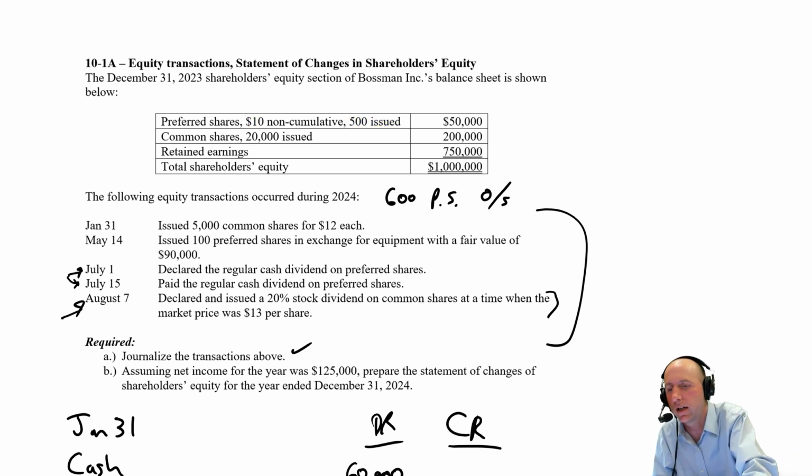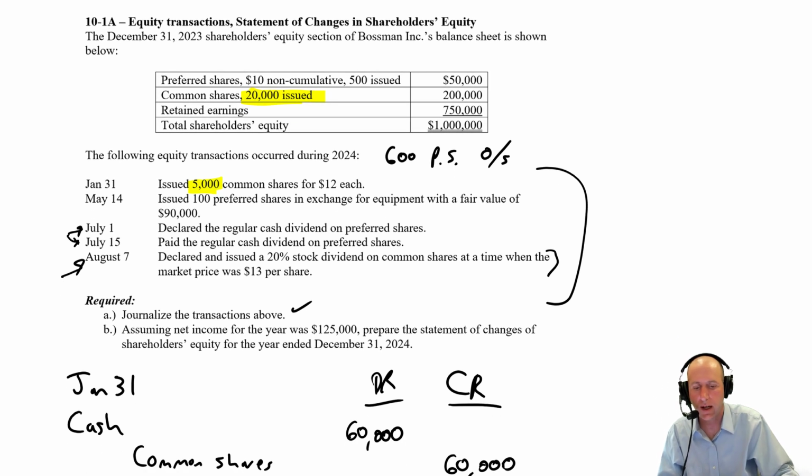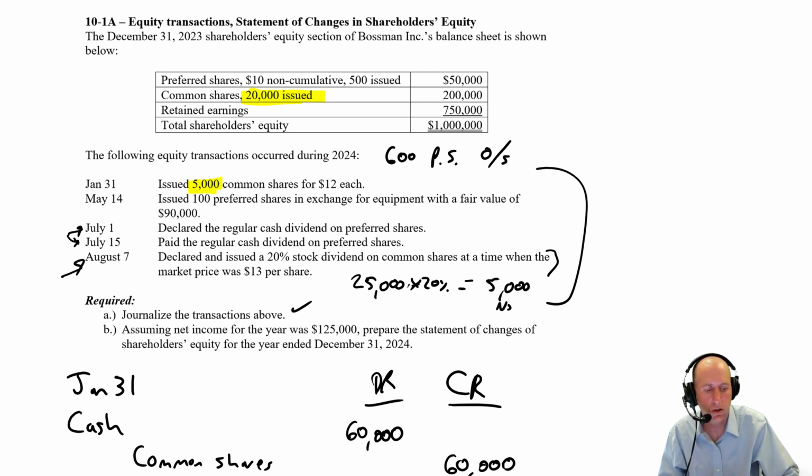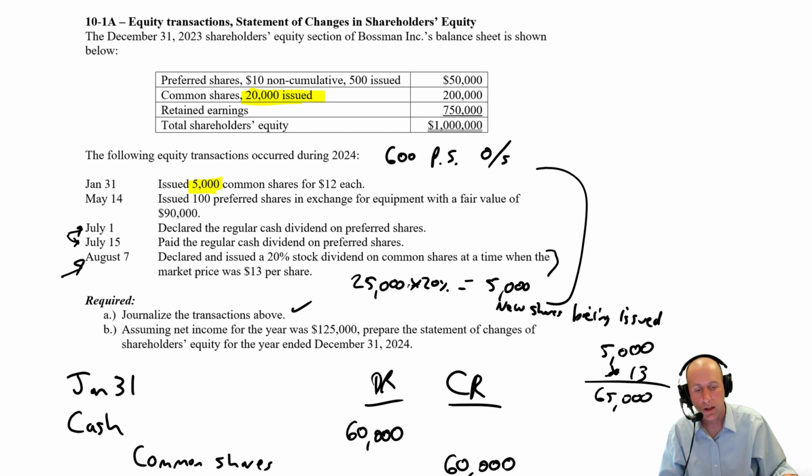So I'm just going to highlight a few things. We had 20,000 shares outstanding. We're adding to it 5,000 more shares. So I have 25,000 total shares outstanding, and now I'm declaring a 20% stock dividend. So I have 25,000 shares times 20%, which is 5,000 new shares being issued. Now the market price of those is 5,000 times $13. That's $65,000 worth of new shares in the world.